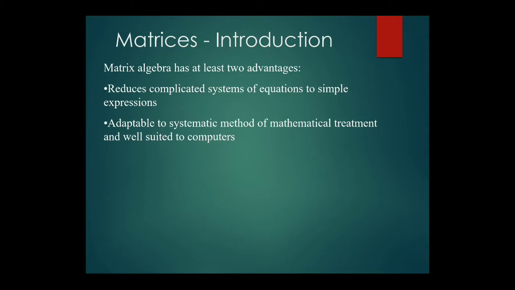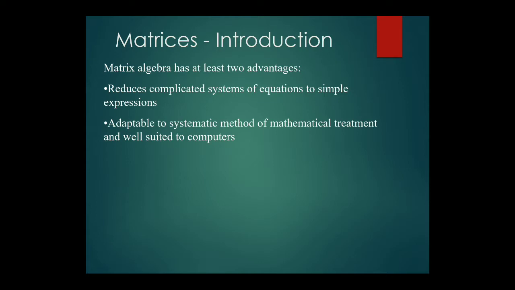Next, it is adaptable to systematic methods of mathematical treatment and well suited to computers. This basically means that it is easy to calculate, and in arrays we use matrices. So this way it is well suited for computers. In numerical methods also, we don't do calculus. Instead, we just treat the numbers algebraically and arrive at the solution.